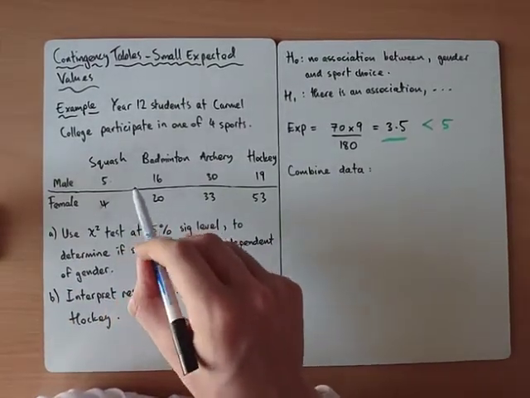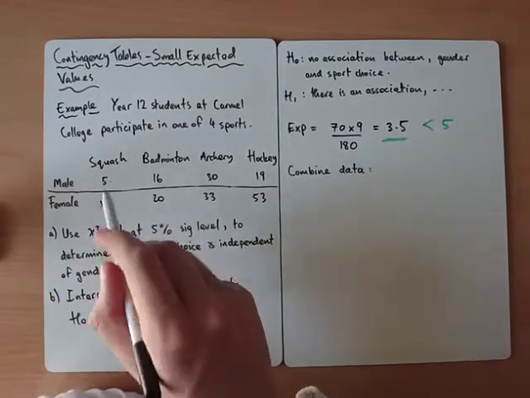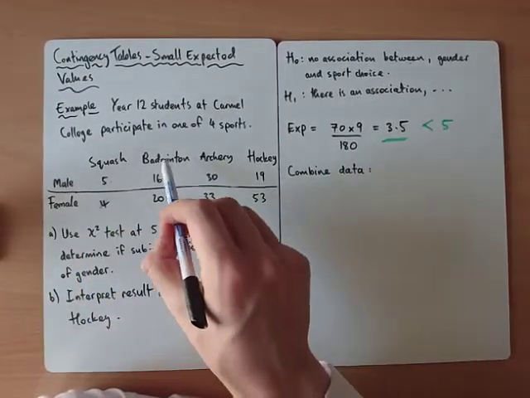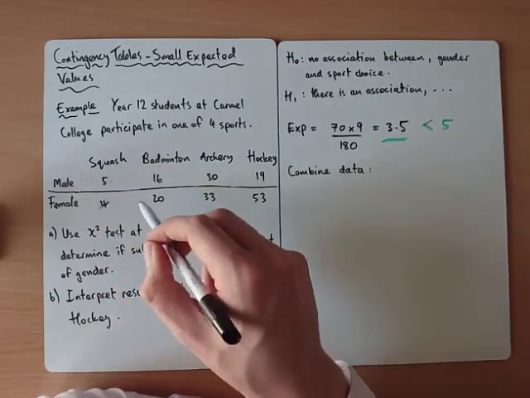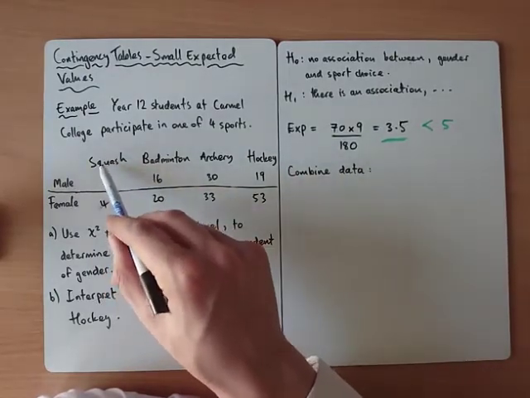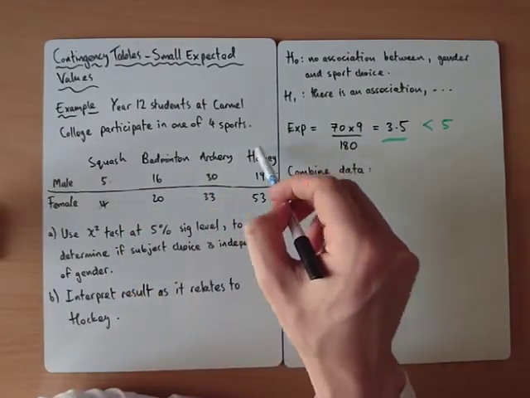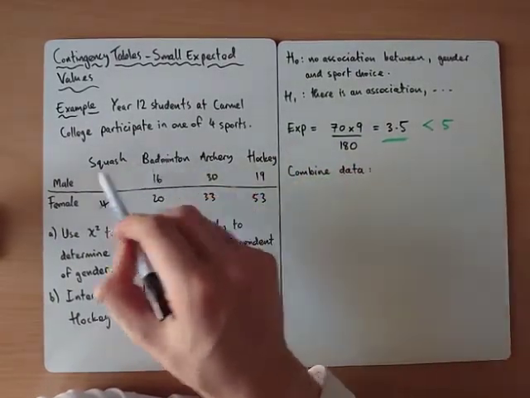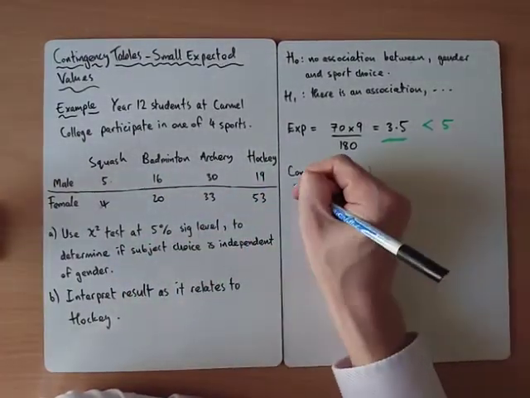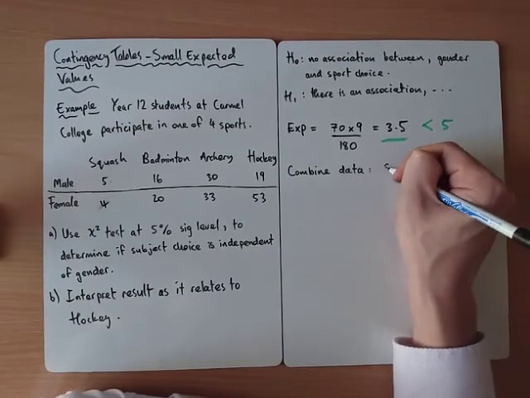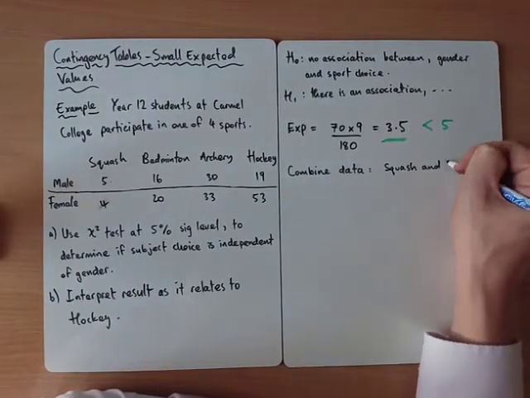Be careful, alright? It might be obvious for this one, but just use a bit of common sense. We've got to combine squash with something. The choices are badminton, archery or hockey. What is squash most similar to? Could you play a bit of squash and shoot some arrows inside? Or hockey, which involves a stick and a ball. Clearly, we're going to combine squash and badminton together and call it racket sports.